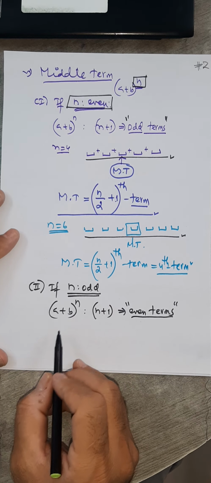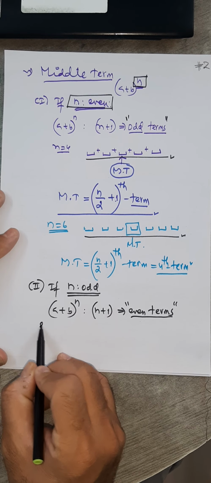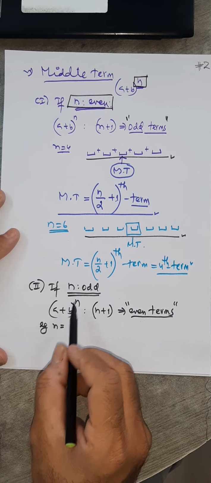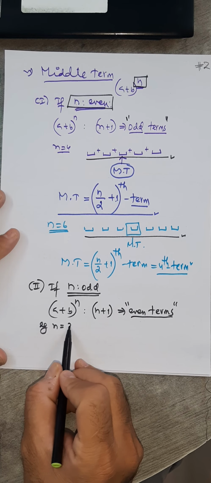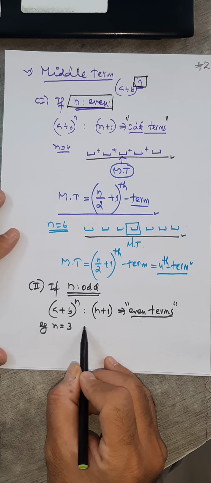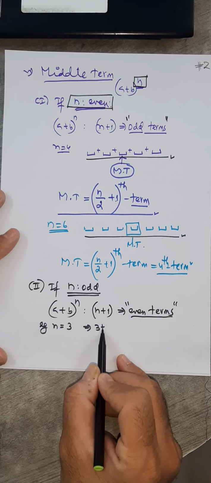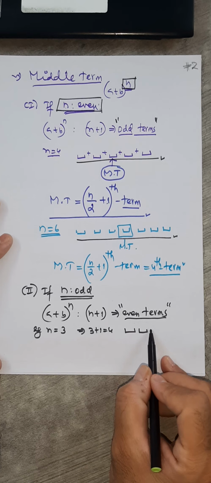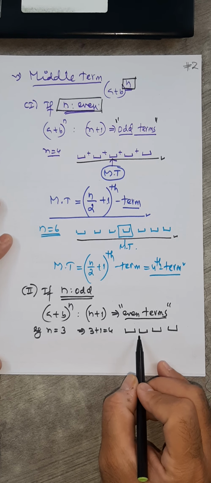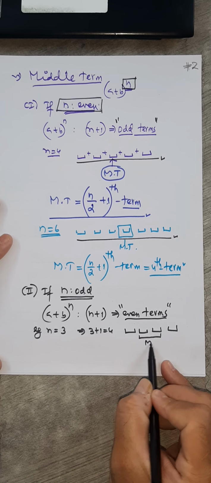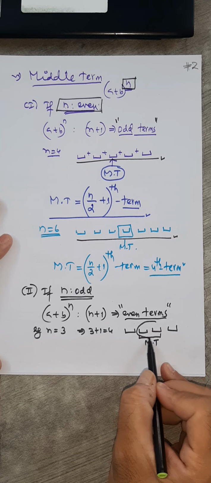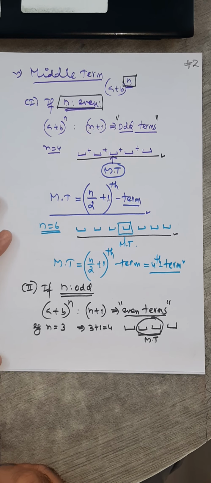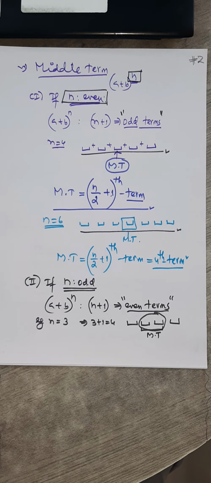Suppose I have taken, for example, n equals 3. So there will be 3 plus 1, so a total of 4 terms: 1, 2, 3 and 4. So both of these will be the middle terms. These are called middle terms, remember. These both terms will be the middle terms here. There are 2 terms which are middle terms in this case.